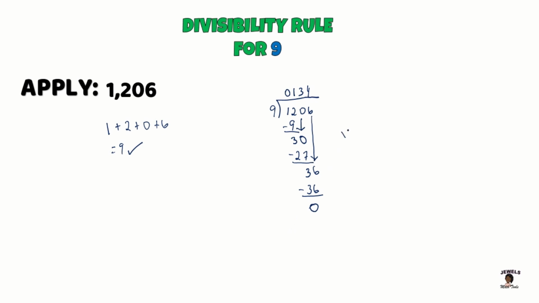So we can see that the divisibility rule for 9 in this case is correct because the sum of our digits was equal to a multiple of 9. And when we tested it by dividing 9 into 1206, we got no remainder.